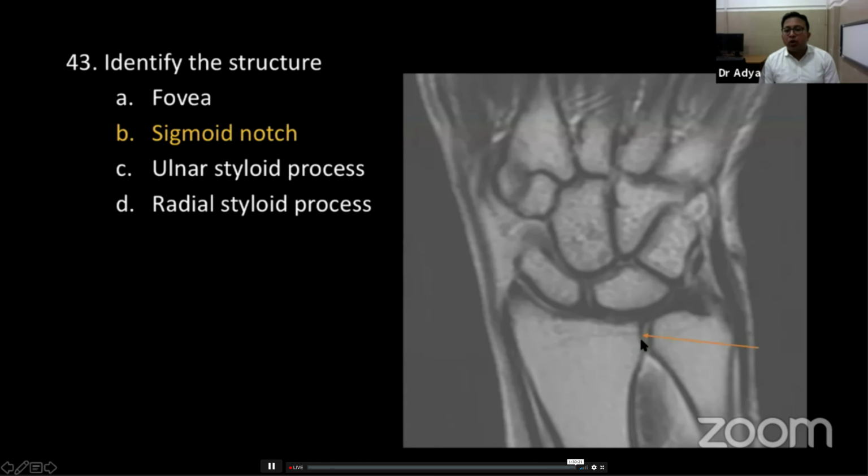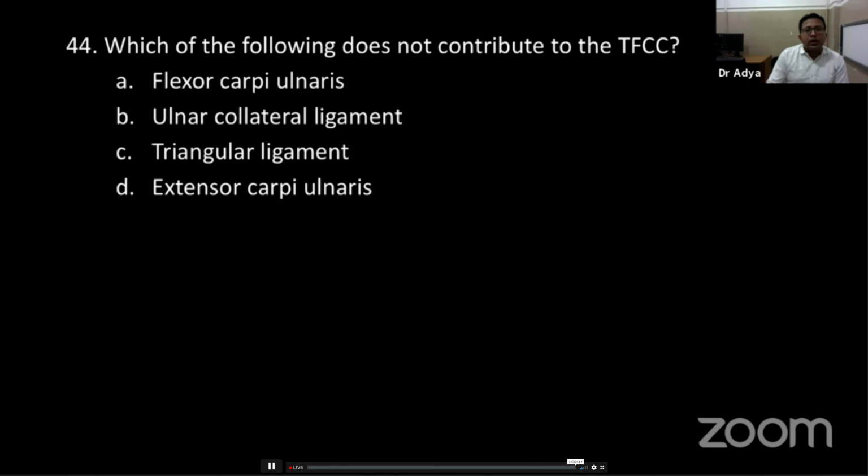Now question 44. Which of the following does not contribute to the TFCC? A. Flexor carpi ulnaris, B. Ulnar collateral ligament, C. Triangular ligament, or D. Extensor carpi ulnaris. We are live, sir.